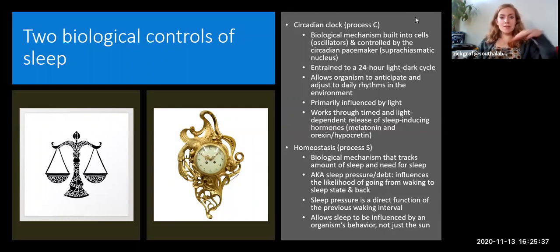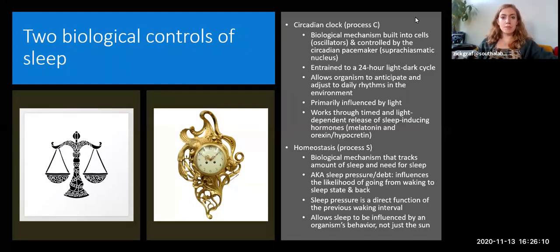Homeostasis is a separate process, but these two processes really strongly interact with each other. Homeostasis is a biological mechanism that tracks an individual organism's need for sleep and keeps track of how much sleep the organism got in the last sleep period and how long it's been since that sleep period. Another word for this process of tracking is sleep pressure or sleep debt. Basically, the amount of sleep debt an organism has influences how likely it is that they will transition from a waking state to a sleep state. And that happens in concordance with the circadian clock.